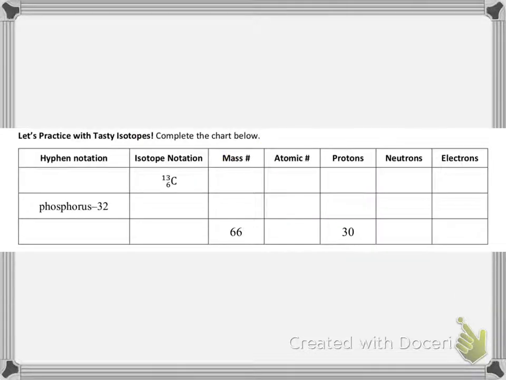So our very first example here is given the element carbon, and then we have the mass of 13, atomic number of 6. So first, we want to put that in hyphen notation. Well, if they give you the isotope notation, that's easy, right? Because this is just going to be carbon-13, because C, of course, is carbon, and it has a mass of 13. The atomic number isn't given. The reasoning is that if they don't tell you the atomic number, you can just go look it up from the periodic table.